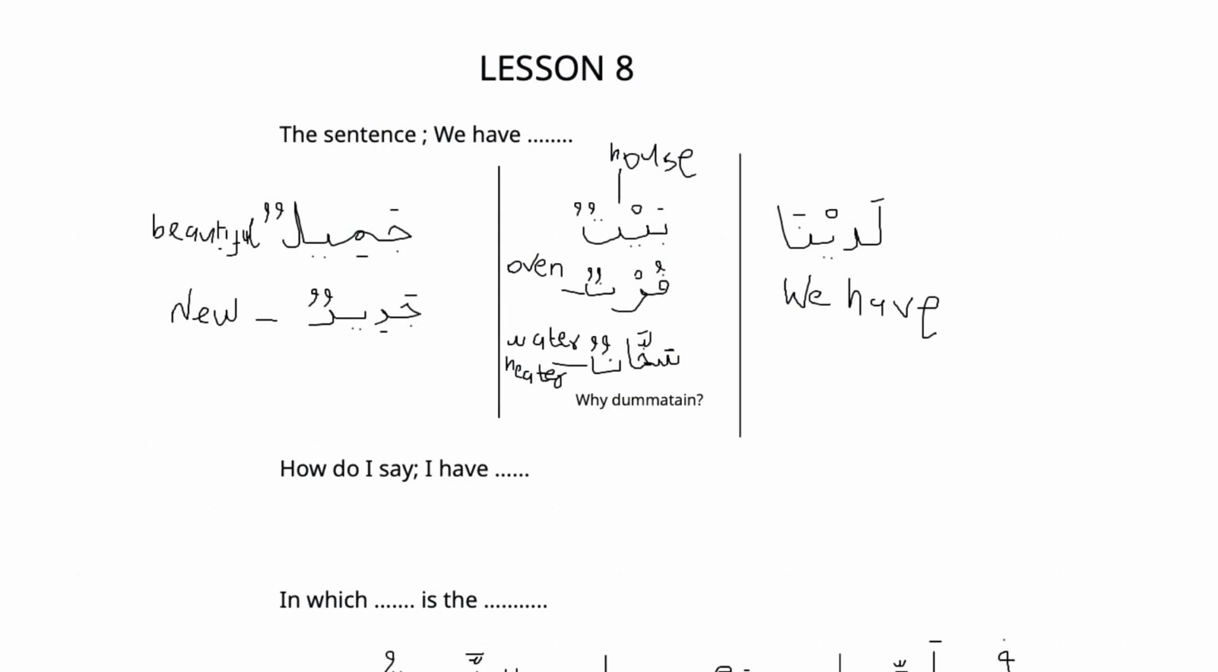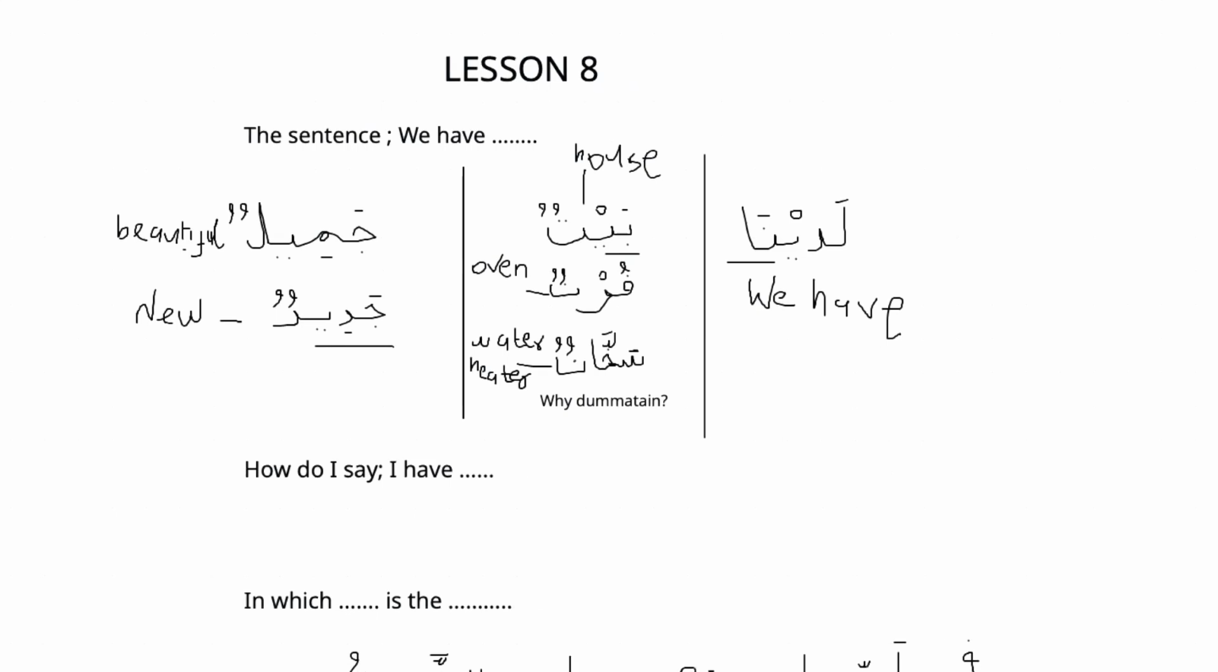لدينا بيت جميل. We have a beautiful house. لدينا بيت جديد. We have a new house. لدينا فرن جديد. We have a new oven. لدينا فرن جميل. We have a beautiful oven. Same applies to sakhan. لدينا sakhan jamil. We have a beautiful water boiler, water heater. Very easy. Just take note of لدينا here, which means we have.